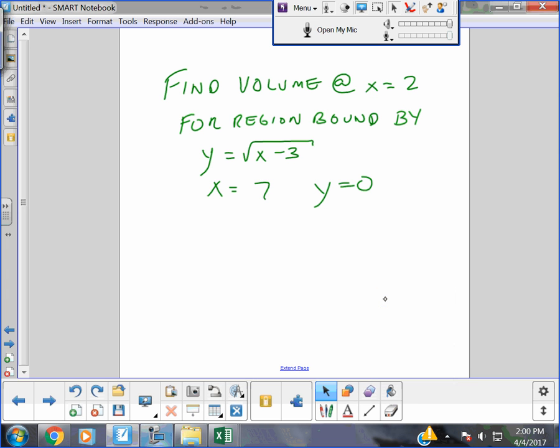All right, so we're going to find the volume about x equals 2, a non-axis, okay? We're going to do two methods. We'll do cylindrical shell second. We will just do volume and see what kind of shape this is first.